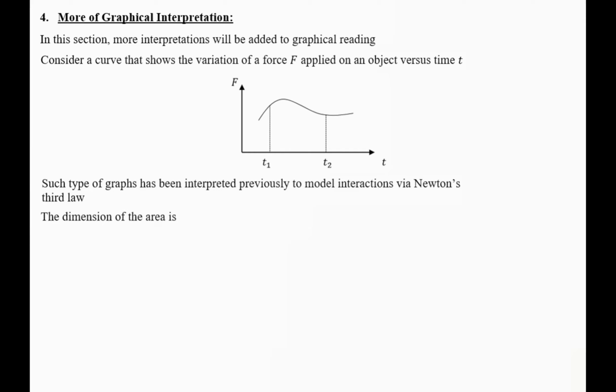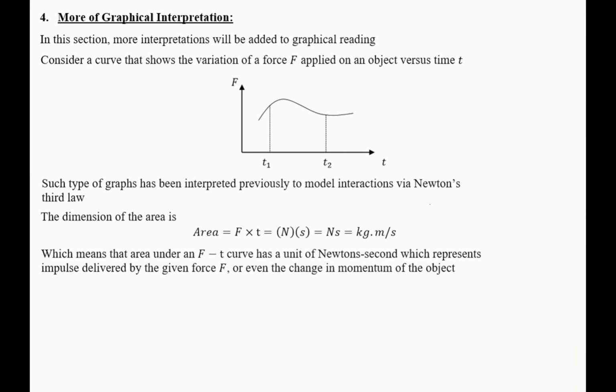Now let's investigate the dimension of the area under the curve, which is given by F multiplied by t. Now F is given by Newtons, t multiplied by seconds, so Newton-seconds, which is equivalent to kilogram meter per second, which means that the area under an F-t curve has a unit of Newton-second, which represents the impulse delivered by the given force F, or even the change in momentum of the object.